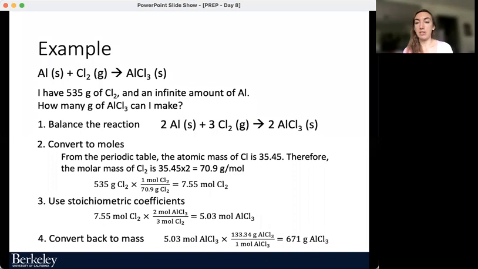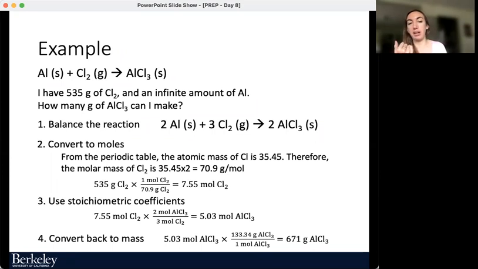Does anyone have any questions on how I did this? How would this problem be different if there wasn't an infinite amount of aluminum? Great question. That will be what we do in the second half of the class. So if there was a finite amount of aluminum, but an infinite amount of chlorine, then it would be exactly the same. That's what you're going to do on the next slide, is you're just switching.